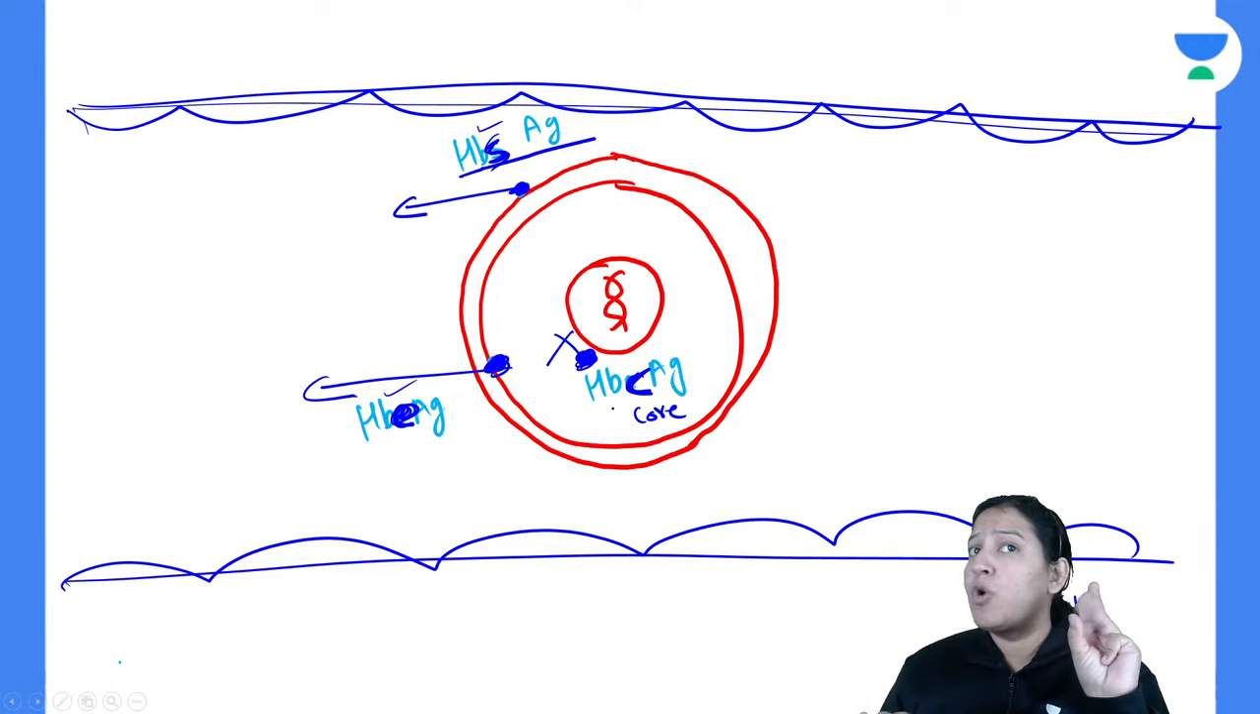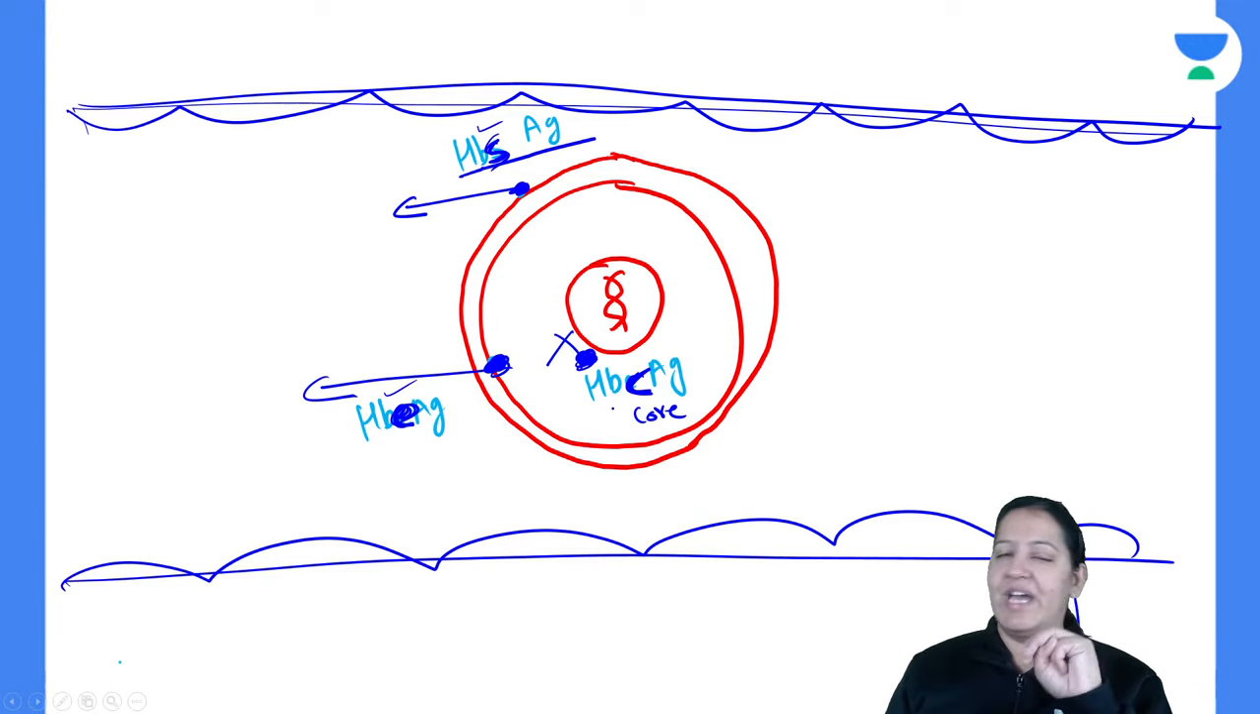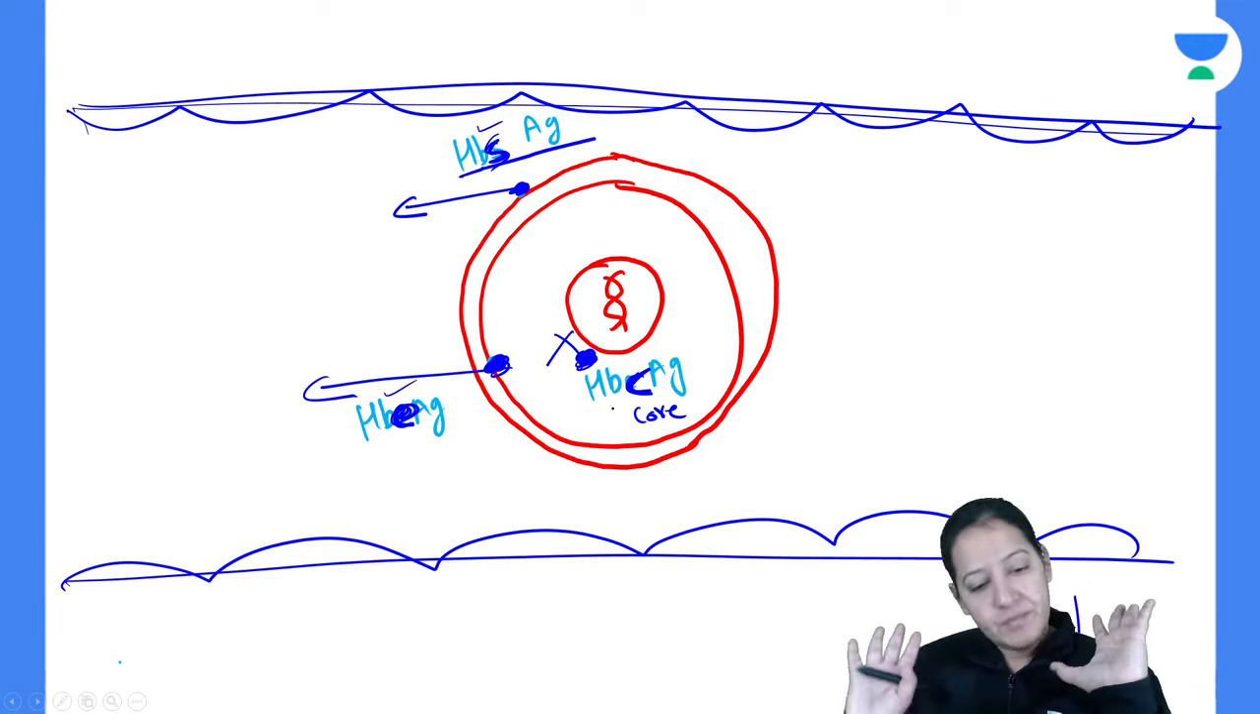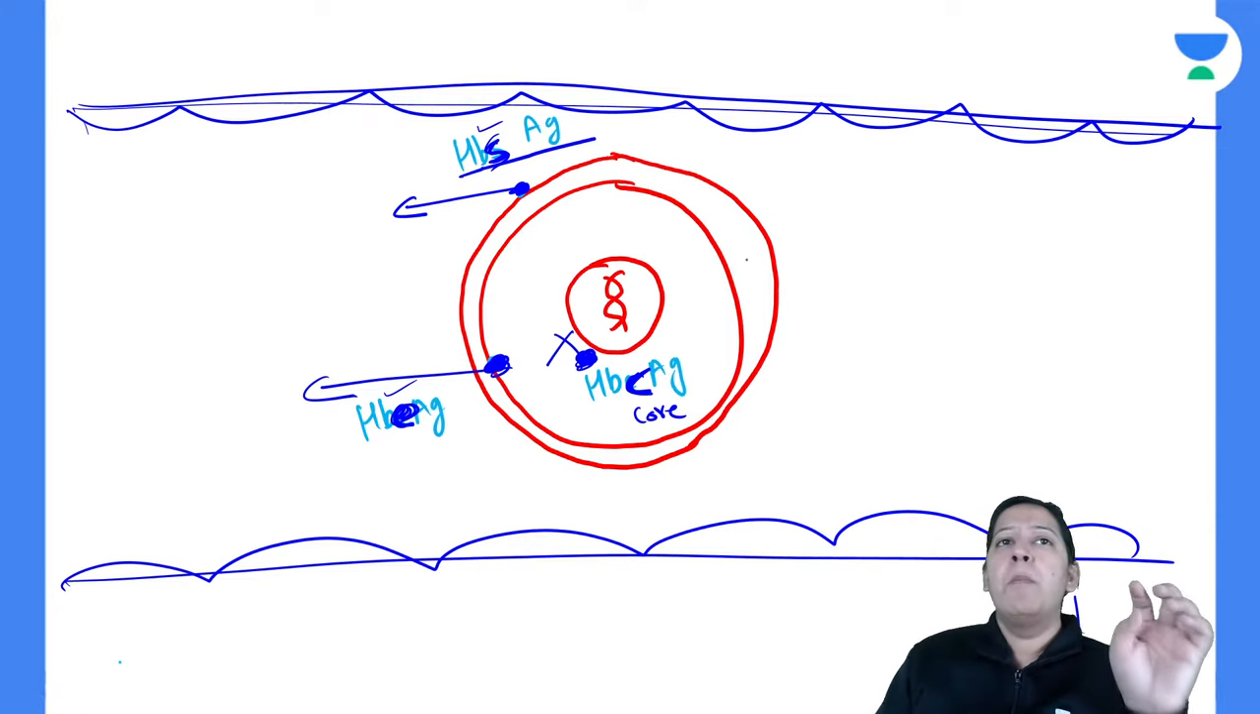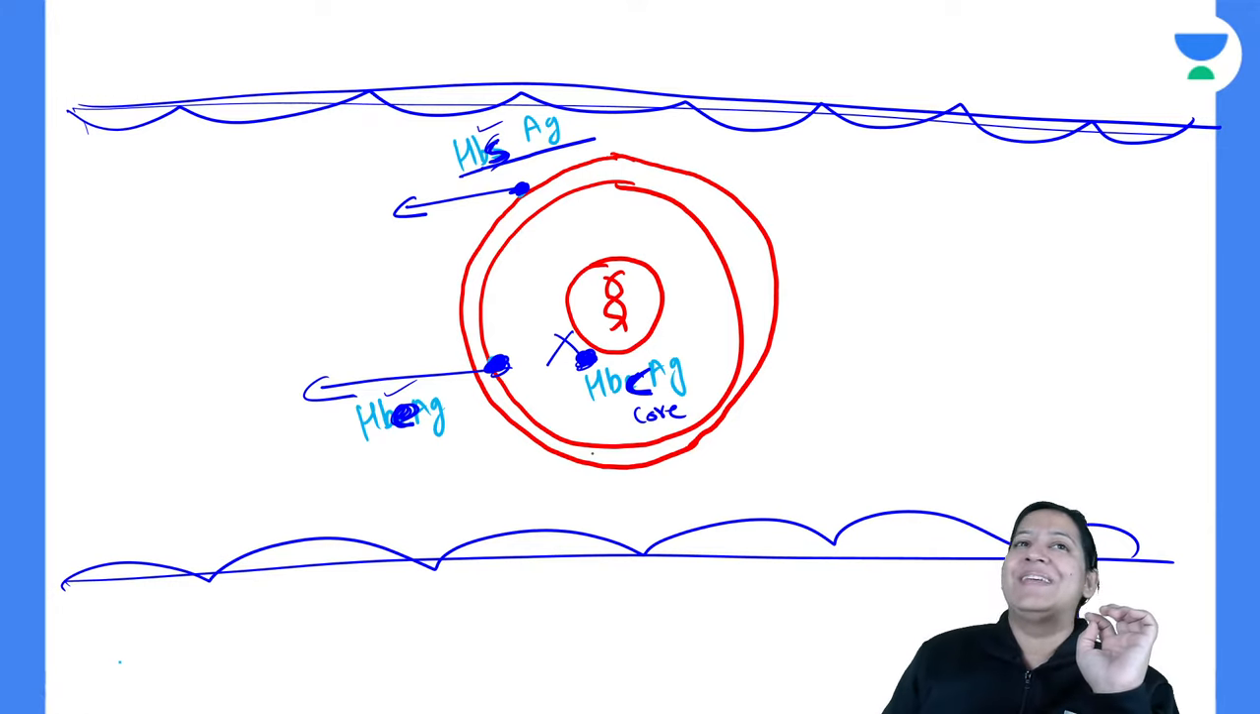The third one is the insoluble core one, because it is inside, it is insoluble. The other two are present outside, so they are soluble. My next point to explain here: the body will form antibodies against all these three antigens.